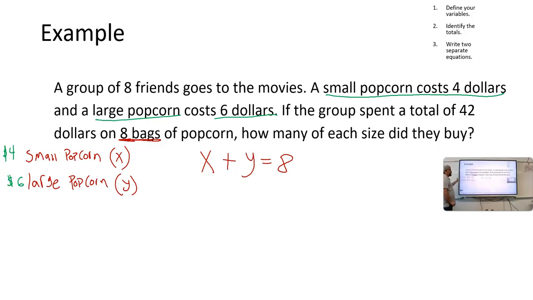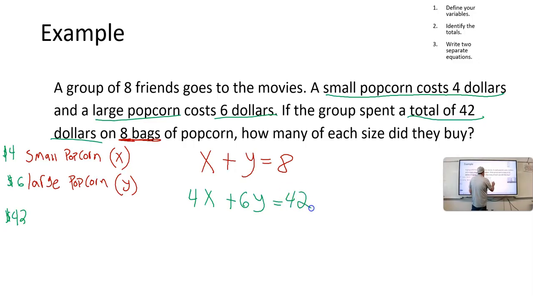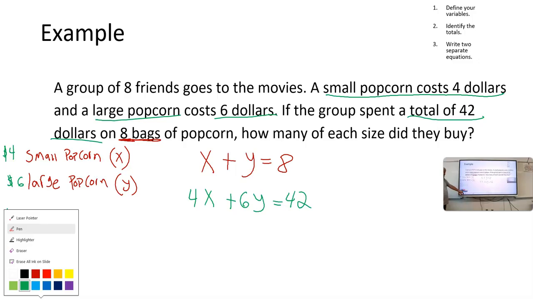Okay, and does it give me a total for how much money I spent? So a total of $42. So I know I spent $42 total dollars. So that will help me write my second equation. So we're going to do $4 for small plus $6 for the large, and a total of $42. And there is my system of equations.